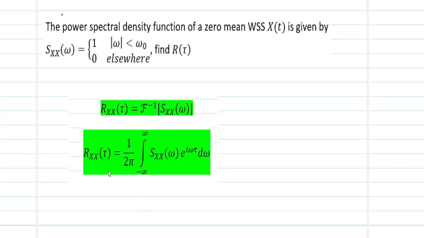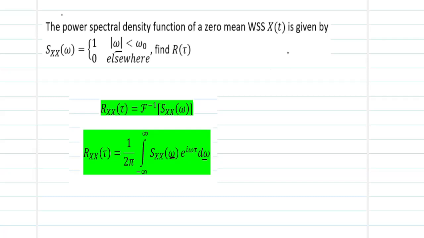So we recollect the formula. Rxx of tau is going to be the F inverse of Sxx of omega. If it is going to be inverse, you will have to keep in mind that the exponential will be positive, and so the second quantity to remember is that you will have to have a 1 by 2 pi outside, and integration is with respect to omega, so you will have to have d omega over here. So keeping these 3 points in mind, we will now go for the limit.